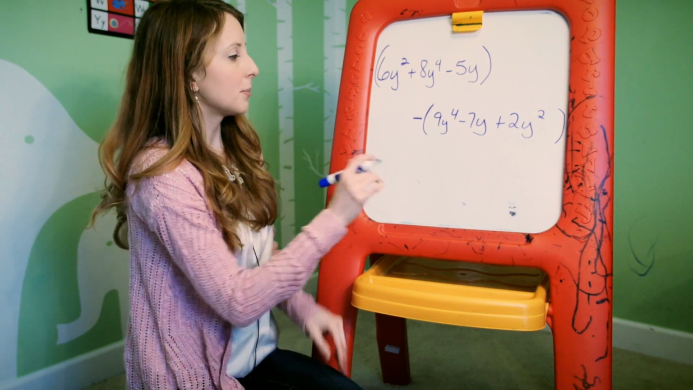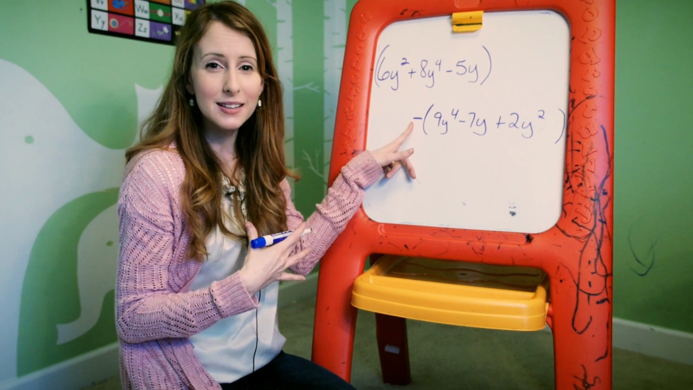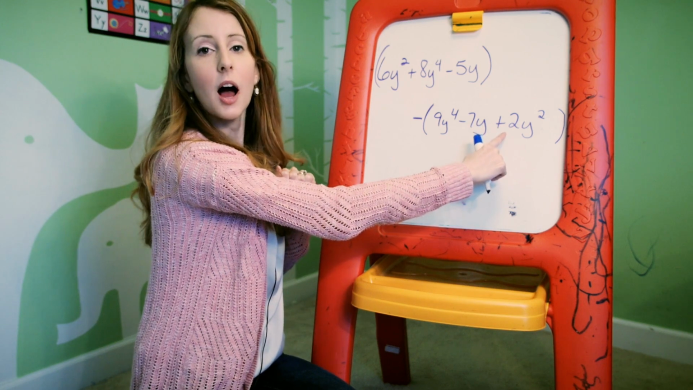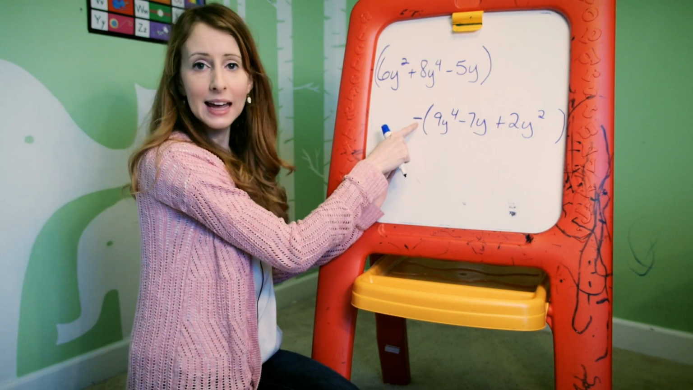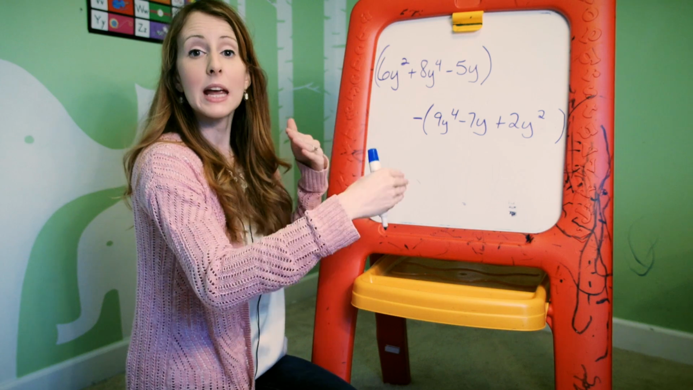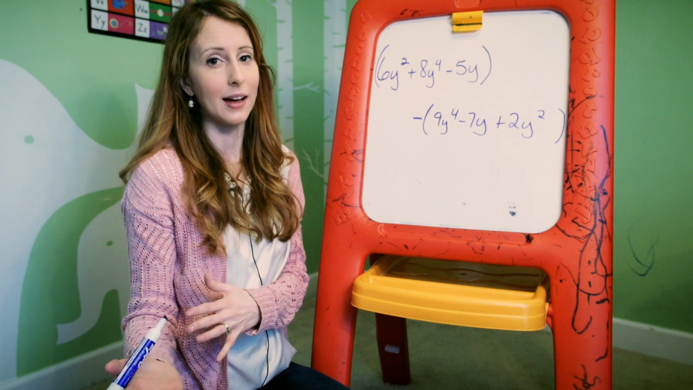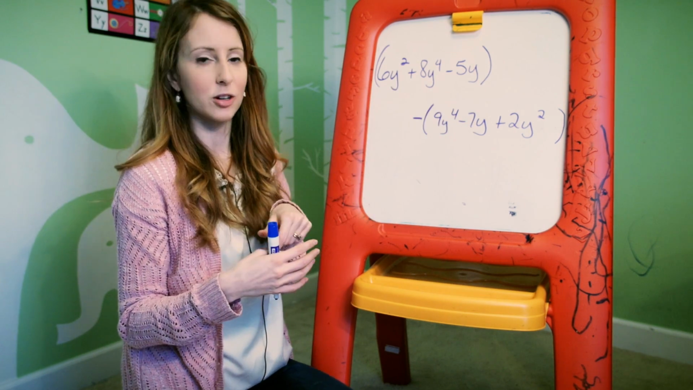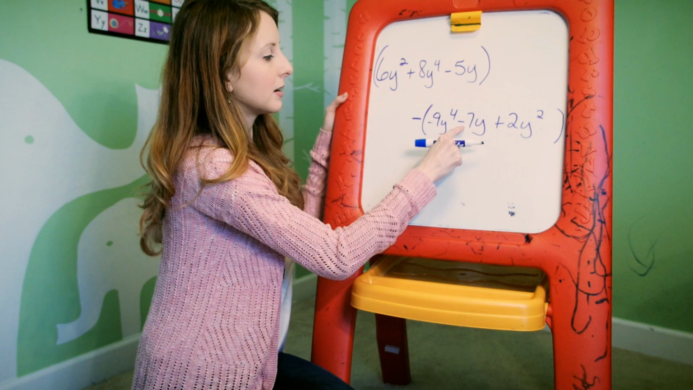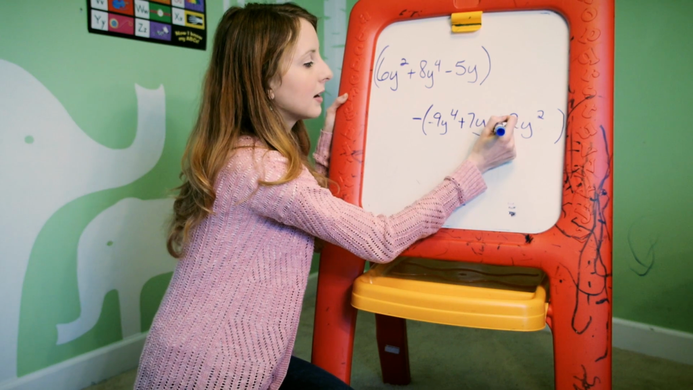Now what we want to do before we start lining up our columns is, because they're asking us to subtract the second polynomial, we need to change the sign of every term on the inside of the second polynomial, because that negative will be applied to each one of those terms. And remember, a negative will change the sign of each term. So let's do that as a first step so we don't forget about that in our hurry to start adding like terms. So positive 9y to the 4th would become negative. Negative 7y would become positive, and positive 2y squared would become negative.